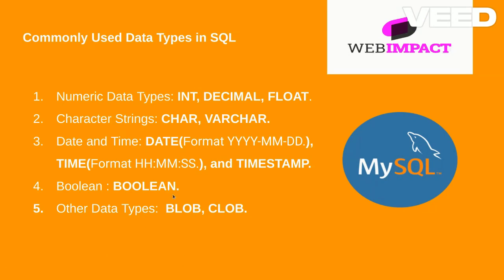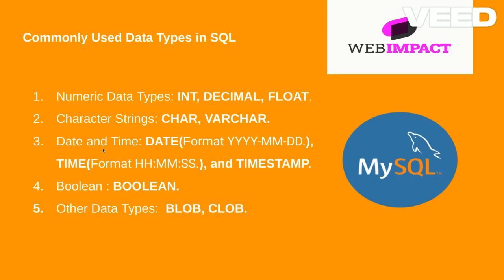So these are the data types in SQL. The first one is numeric data types, and the examples are int, decimal, and float. Basically, int is used for integers, decimal is used for fixed point numbers, and float is used for floating point numbers with decimal precision. The second data type is character strings. The examples are char and varchar. Basically, char is used for fixed length character strings, and varchar is used for variable length character strings.